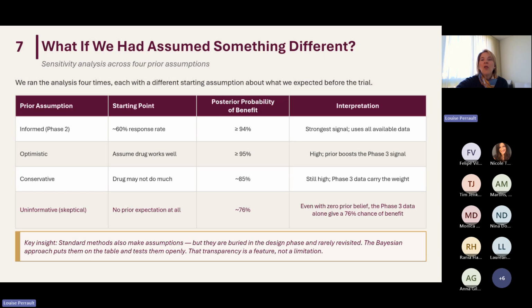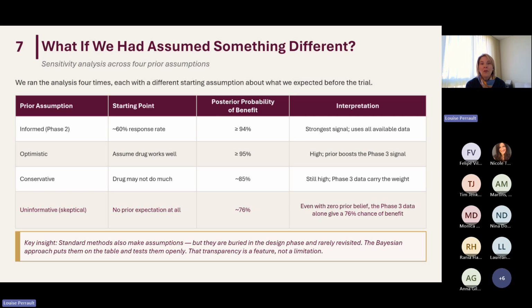So even when we walked in with zero prior expectation, no reason to believe the drug worked at all, the phase 3 data alone still gave us a 76% chance of some benefit. That is a signal that persisted no matter how skeptical we were going in. And this is an important point about how this approach compares to the standard one, the frequentist approach.